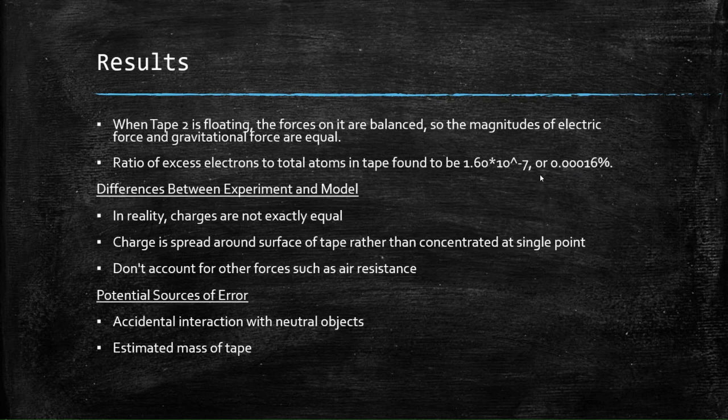Some differences between the experiment and the model. In reality, the charges are not exactly equal. The charge is spread around the surface of the tape rather than concentrated at a single point, and the model does not account for other forces such as air resistance. Some additional sources of error were accidental interaction with neutral objects, which will result in discharging of the tapes, and also I estimated the mass of the tape using its length instead of an actual scale.